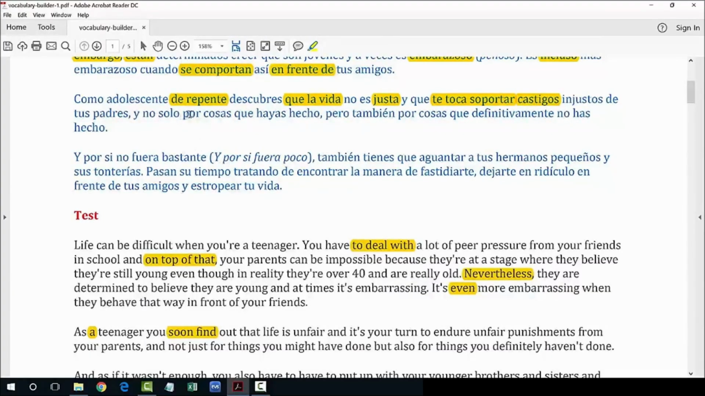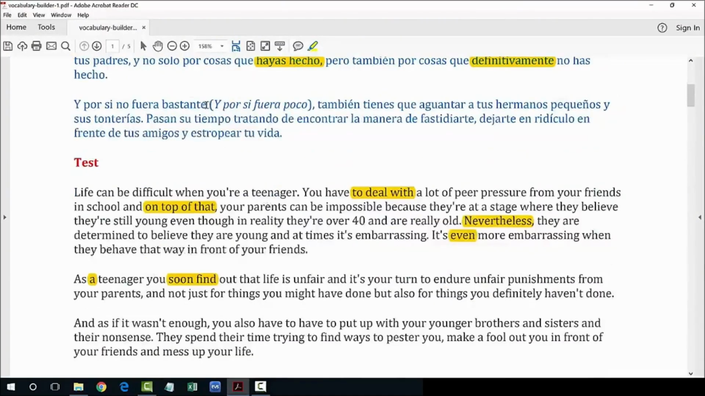So here we have more vocabulary with castigos. It continues with y no solo por cosas que hayas hecho. Here we have a gap in our Spanish, this is actually the past subjunctive, and we've only done the present subjunctive. So this is something or a gap we will have to fill. The meaning here would be, and not just for things that you might have done, but also for things that definitely you haven't done. So, y no solo por cosas que hayas hecho, pero también por cosas que definitivamente no has hecho. It's quite a mouthful, that word, definitivamente, that definitely you haven't done.